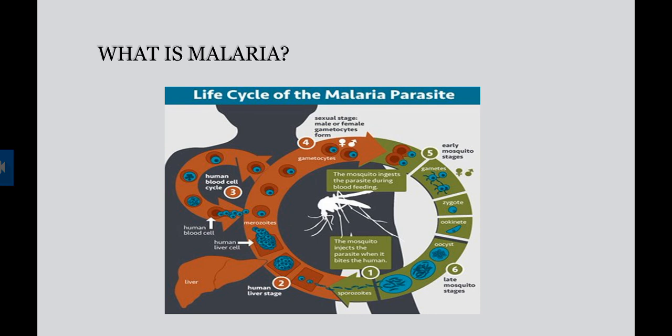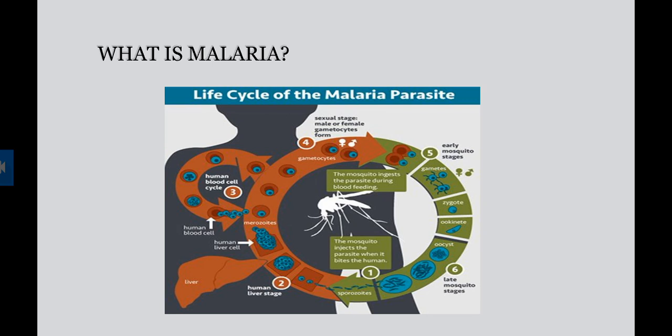Okay, what is malaria? Life cycle of the malaria parasite. As we know, Plasmodium is the cause of malaria. The mosquito injects the parasite when it bites the human, in the form of sporozoites. As Plasmodium enters the blood, the sporozoites attack the liver tissues. Hence, the liver tissue will burst out and the gametocytes will form.